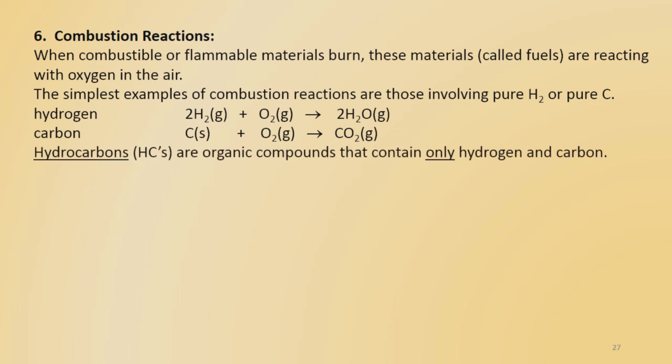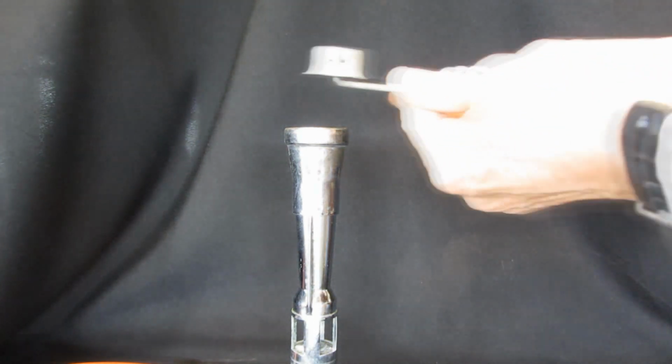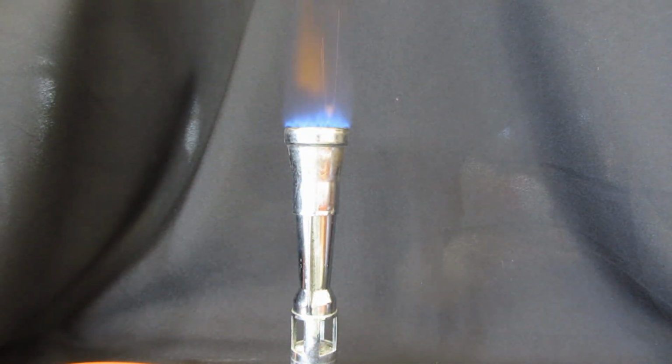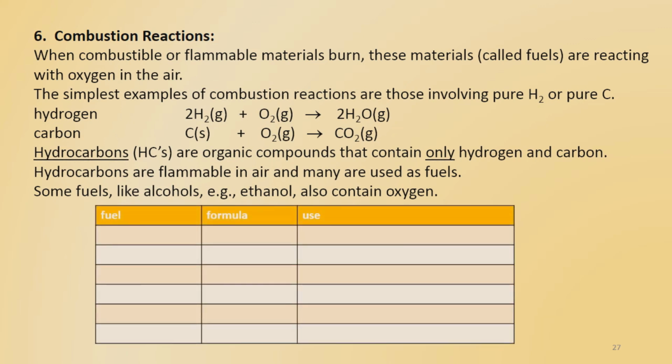A hydrocarbon, often abbreviated HC: hydrocarbons are organic compounds that contain only hydrogen and carbon. Hydrocarbons are flammable in air, and many are used as fuels. Laboratory gas is generally a mixture of light hydrocarbons such as methane or propane, and when it burns, it liberates carbon dioxide and water. Now, some fuels, like alcohols, for example ethanol, also contain oxygen.